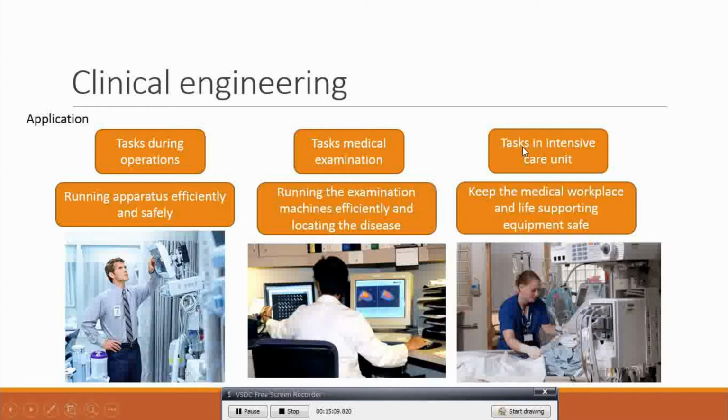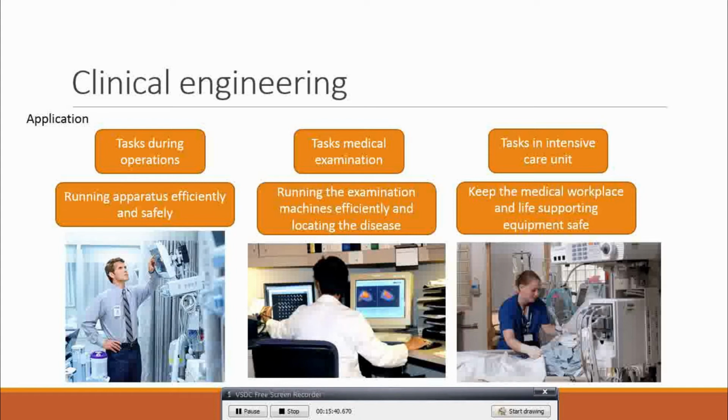Sometimes you also will be involved in the intensive care unit, right? The intensive care unit is where the medical workplace keeps the life supporting equipment. So you are the one who will make sure that the life supporting equipment is safe and everything is functioning A to Z. I mean, in very good condition, safely, and it can be used.